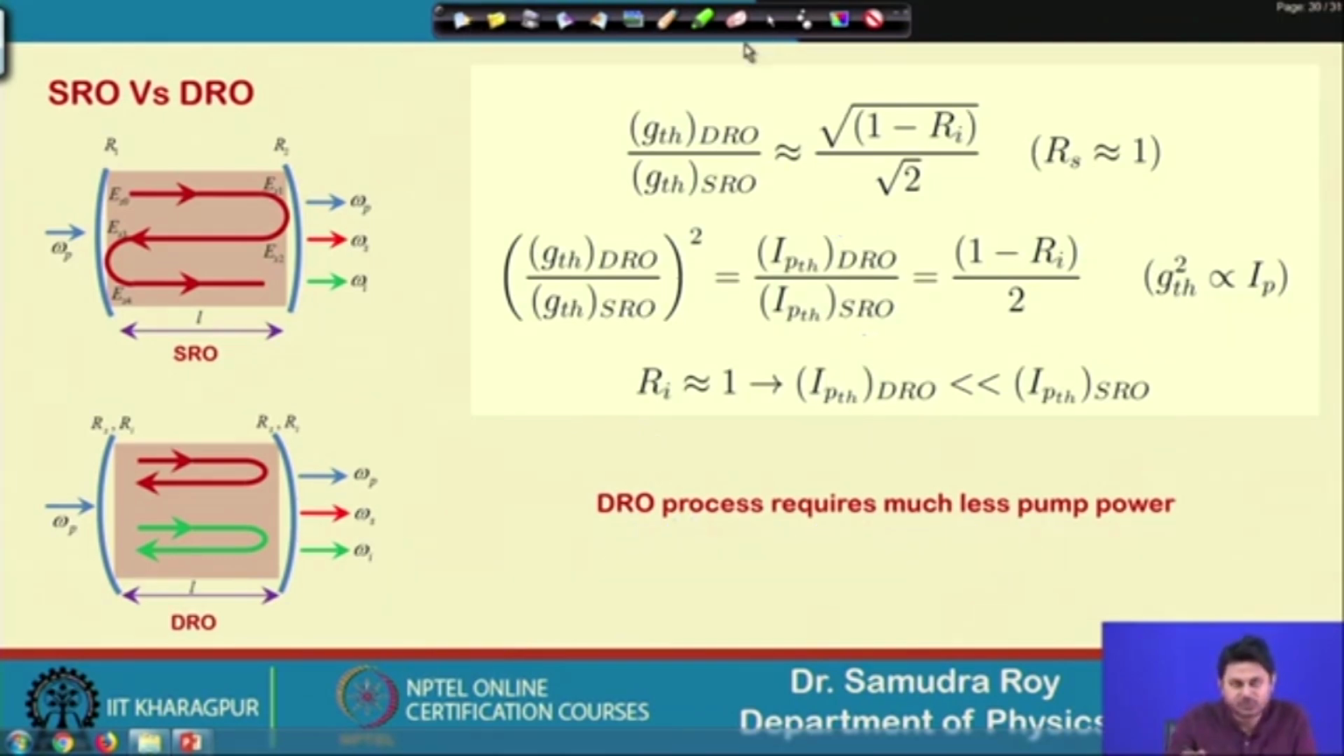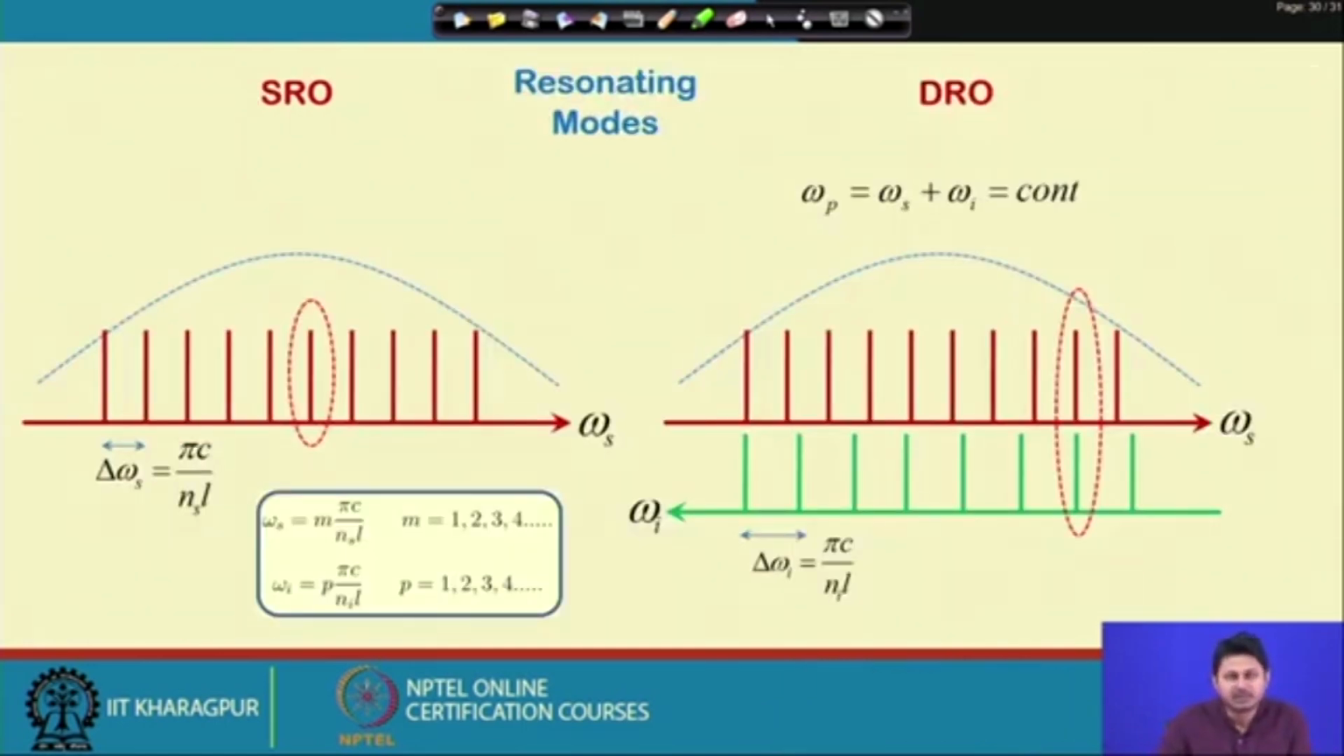But there are a few drawbacks in SRO and in DRO also. Even though the power required for amplification in DRO is much less, there are some other issues. So, let me describe these issues before the conclusion of this class.